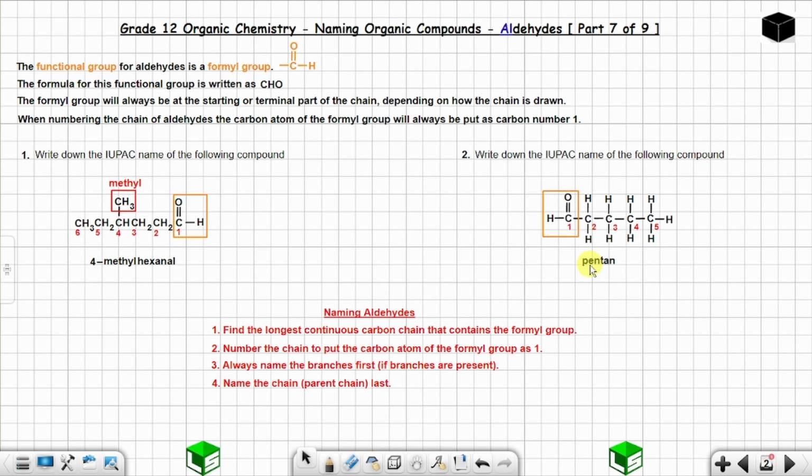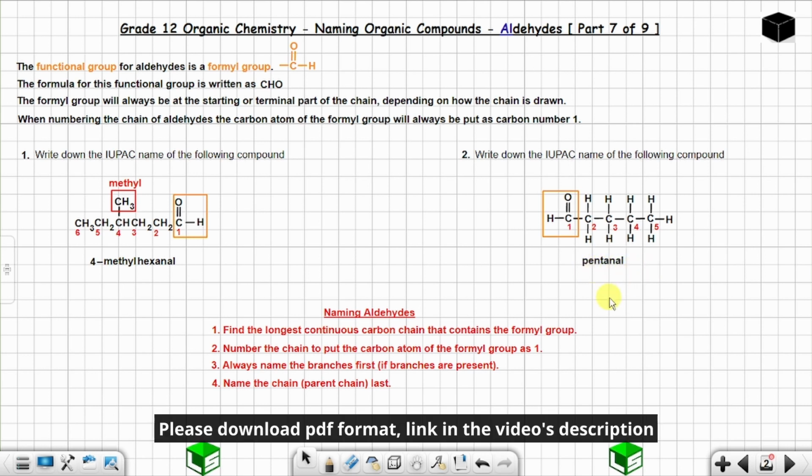And you are going to follow this name with the suffix al. So you have to write it like this without showing where your formyl group is. We know that the formyl group is always at carbon number 1. For that reason, you don't have to specify. So the name is pentanal. Okay, so we are done with part 7 of 9.